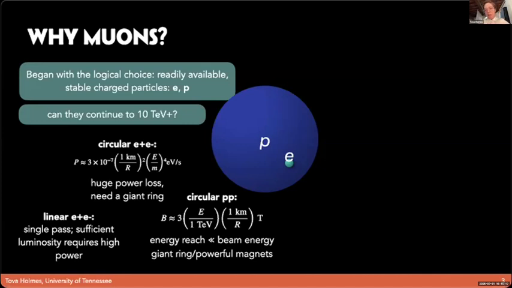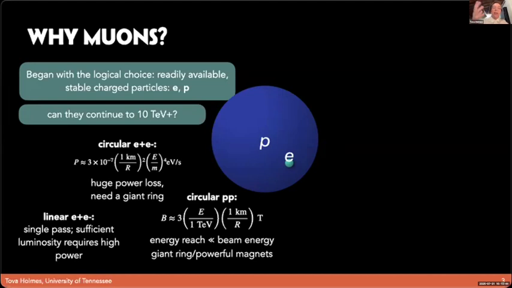Tor very much set up a lot of the explanation of what the challenges are here. For those who hadn't heard it already, I'll quickly go through it. If you try to have a circular e+ e- collider, your synchrotron radiation can become extremely large because it goes as 1 over m to the 4th, and the electron is extremely light. Which means you have huge power loss, and you can mitigate this with a really giant ring, but even so, it will still be a significant power draw.